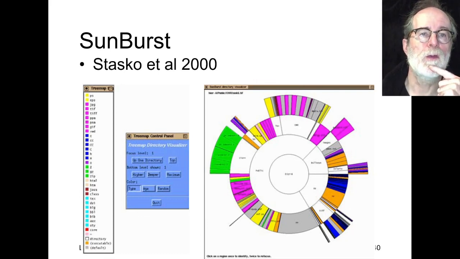This is something called the SunBurst visualization, and this is another file system visualization. At the center is the root of the file system, or the home directory or something. Here are a number of subdirectories, and once again color is being used to indicate type. We can see what the colors correspond to in this table over here on the left, indicating the file extension for the file type.